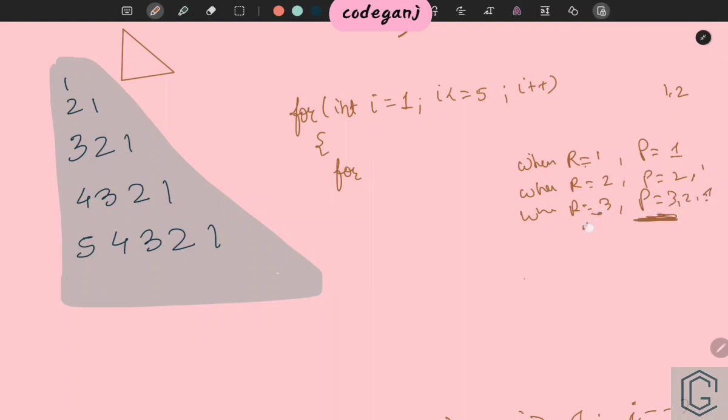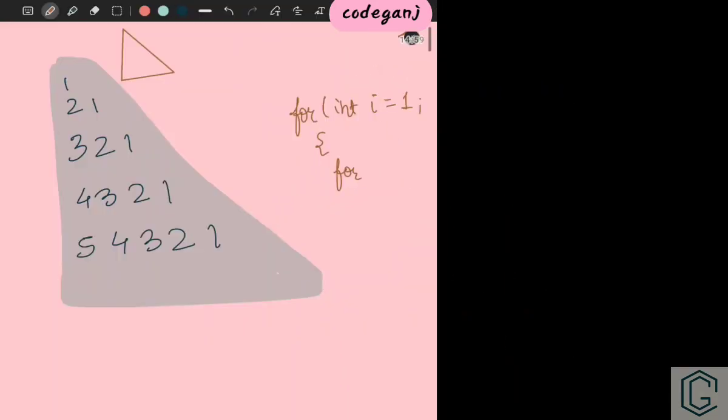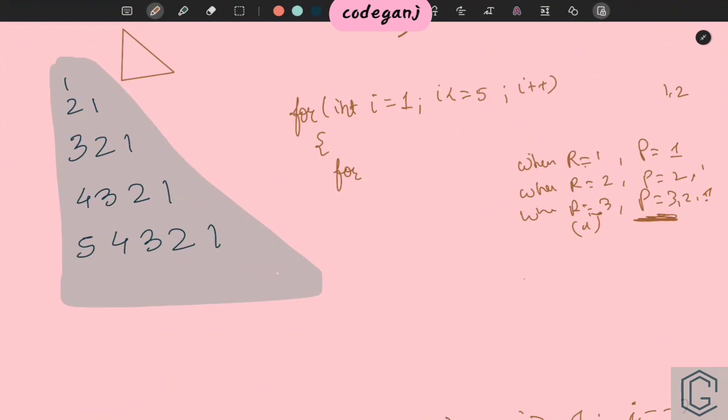So when row is 3, it means the value of i is 3. And the printing also we are starting from that same i, see, from 3 we are starting. The printing also we are starting from 3 and going till 1, and every time we are going till 1. Next time, when the row becomes 4, that means when the value of i becomes 4, the printing will be 4 3 2 1. Cool. So this is the relation that we derived.